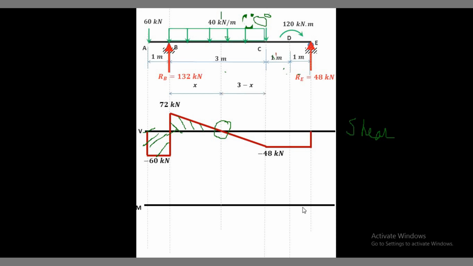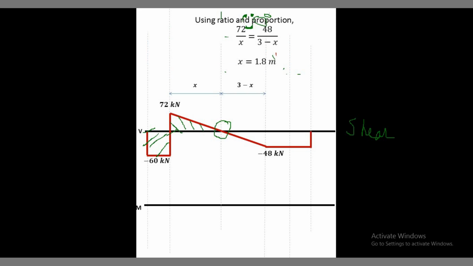Now, using your ratio and proportion, I can determine the value of my x. Since itong line na to, from 72 to 48 kilonewtons, that is a line with the same slope, I can use the ratio and proportion. So, 72 over x is equal to 48 over 3 minus x. So, makukuha ko na yung value ng aking x, which is equal to 1.8 meters.